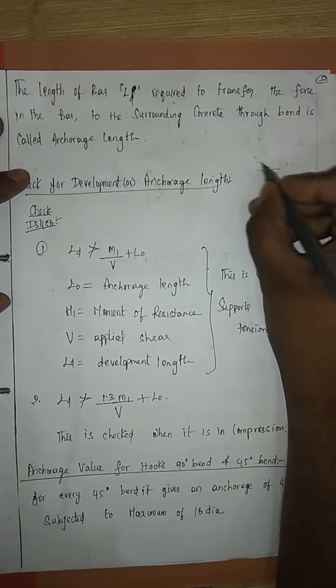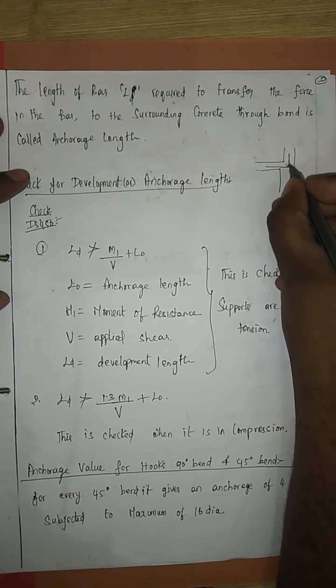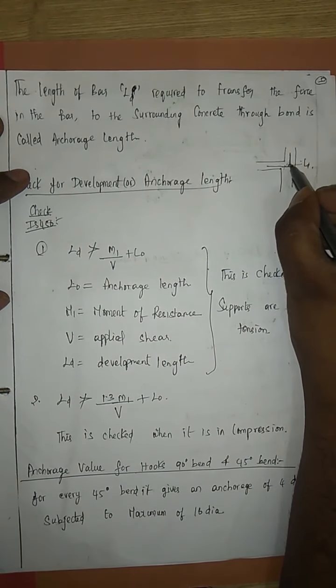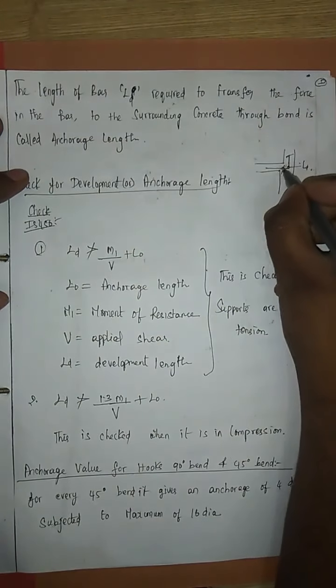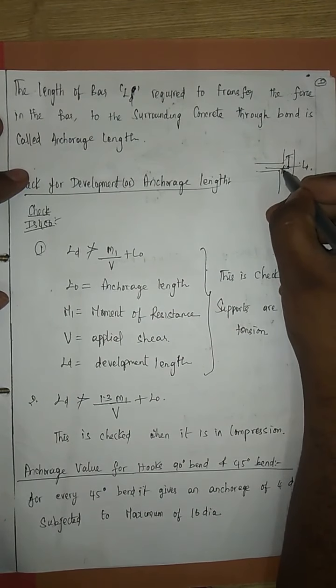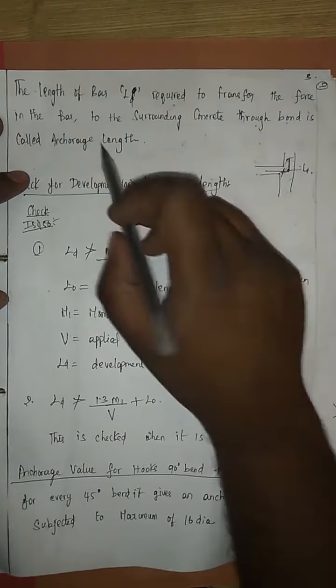So this is the beam, this is the column. The length of the bar, this length of the bar is called what? LD, development length, and it is also called anchorage length. The length of the bar required to transfer the force in the bar to the surrounding concrete through bond is called anchorage length.